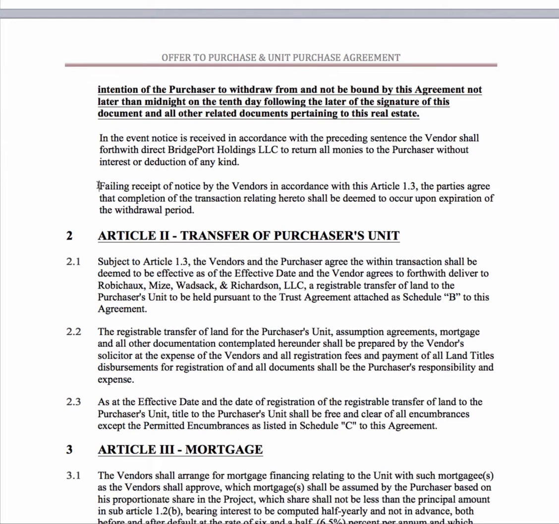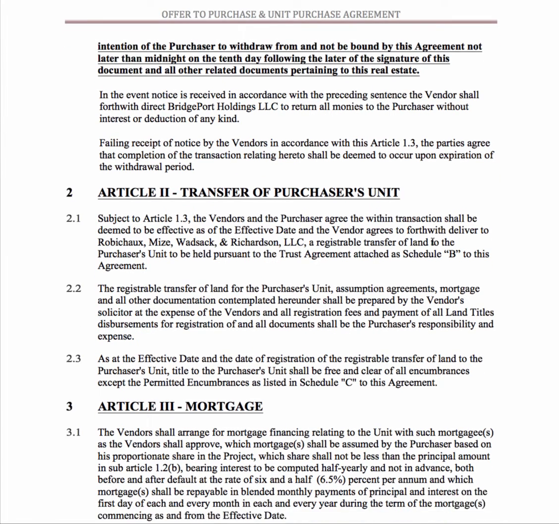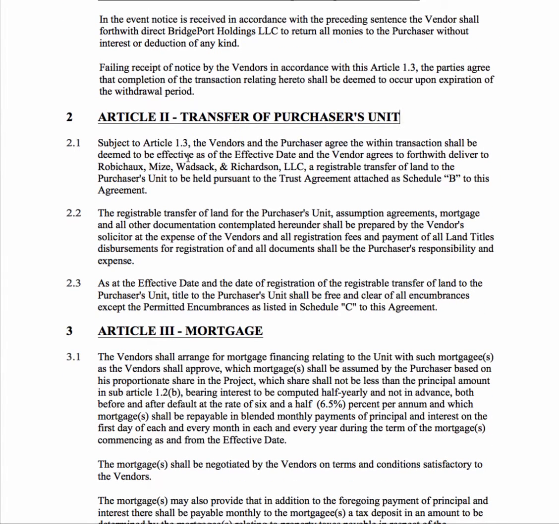Now, failing to receive a receipt, we'll consider this transaction to be completed, and then we move forward. Transfer the unit. You agree the within transaction shall be deemed to be effective as of the effective date. And the vendor agrees to forthwith deliver to Robichaud, which is our legal firm, a registrable transfer of land to the purchaser's unit, to be held pursuant to the trust agreement as Schedule B is talking about.